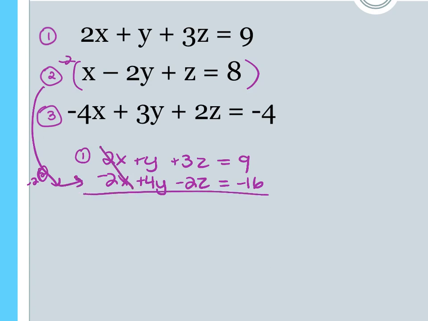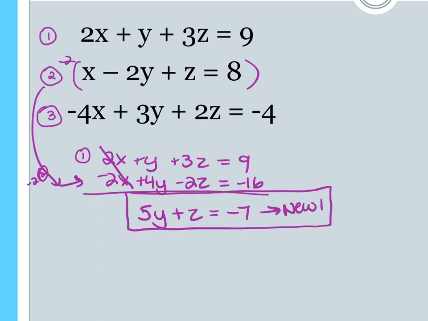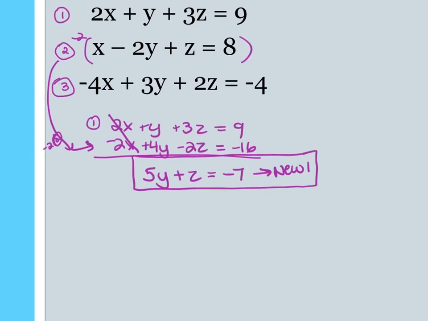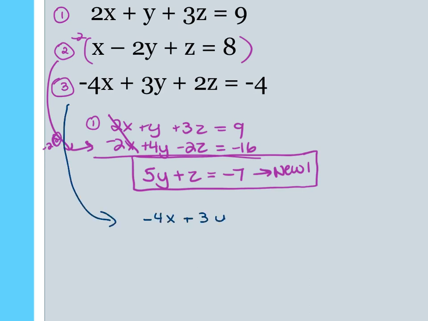So that's -2 times 2. Now my x's are going to cancel. 5y plus z equals -7. And this we're going to call new 1. Now I have to use the third equation because I haven't used it yet. But I can use either of the other two, but I also have to cancel out the same variable.